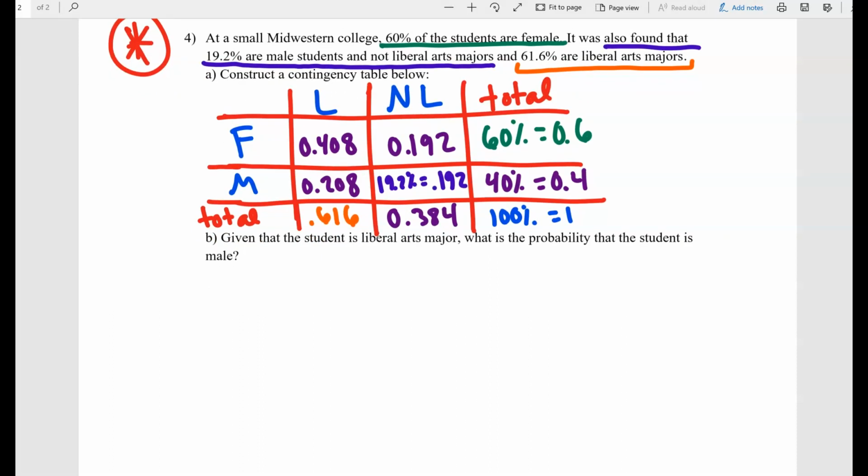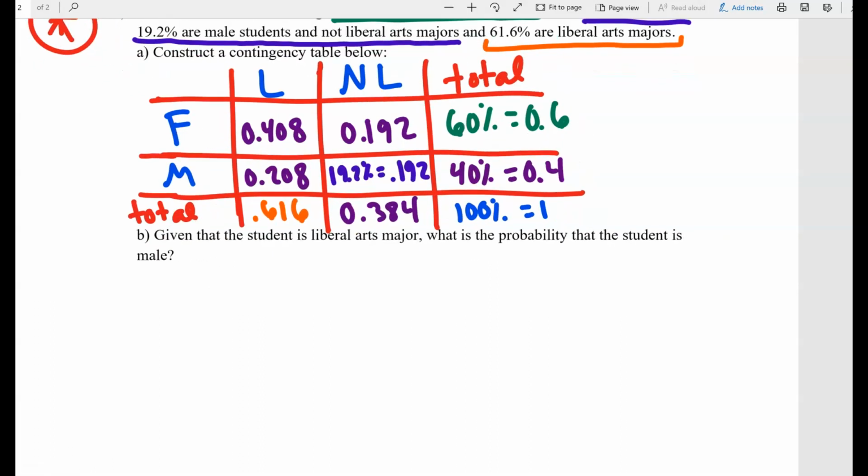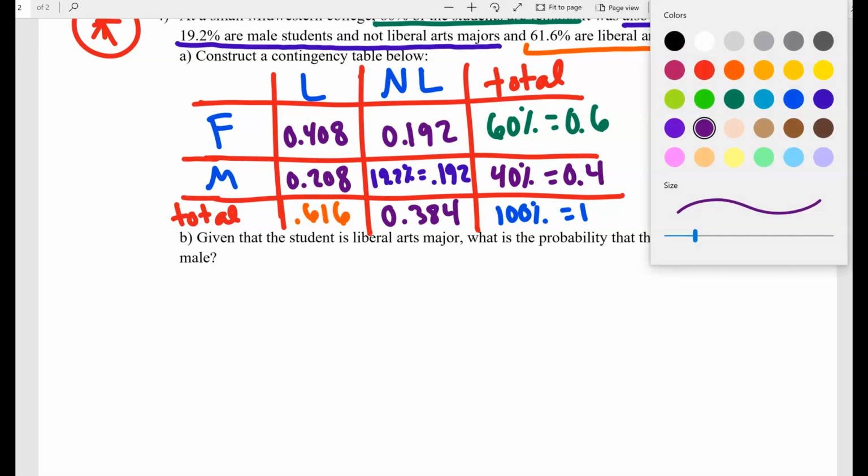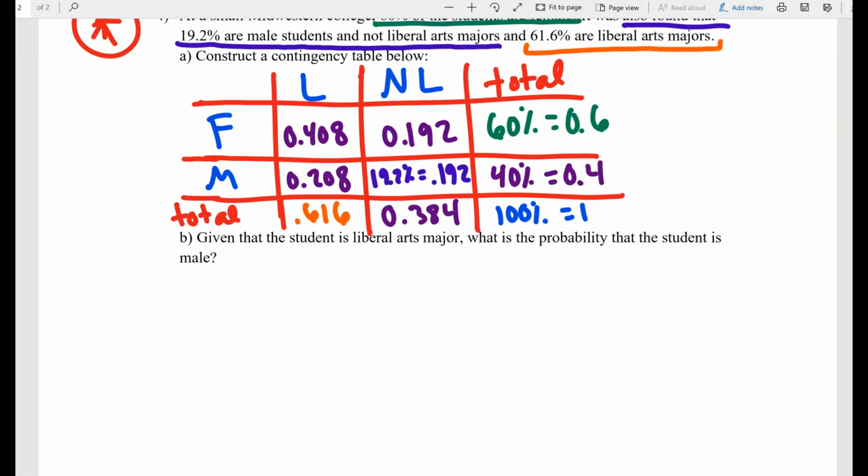And now let's look at the last problem. So here we want to figure out, given that the student is a liberal arts major, what is the probability the student is male? Okay, so we are given that the student is a liberal arts major. So that's a given part. So we are given that, that's the denominator. So given that the student is a liberal arts major, so liberal arts, that's 0.616.